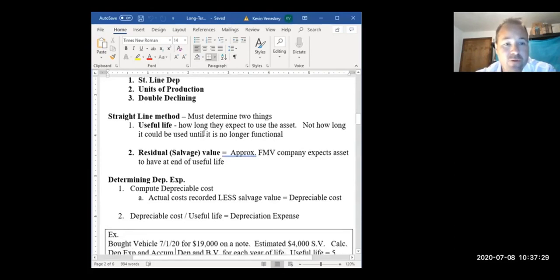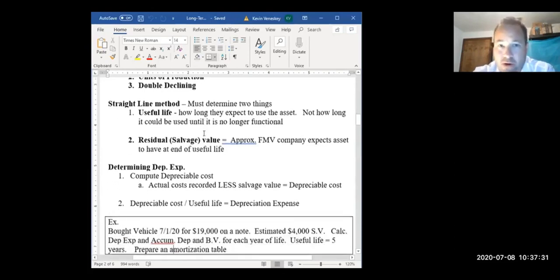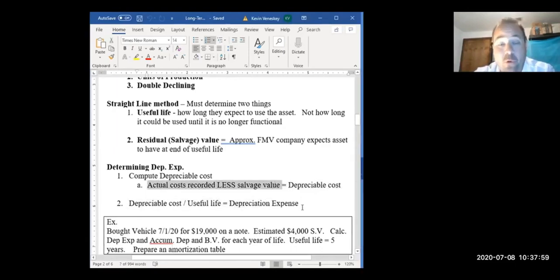So we're going to look at the first one here. We already know how to do straight line, but we're going to add one little new twist to it called the salvage or residual value. Books use either term. So just look for either term, residual or salvage value. The straight line method, we know how to do this. We have to know their useful life because we're going to take the cost of that asset, and then subtract this new item, the salvage value. So we're going to take the cost of the asset minus the salvage value.